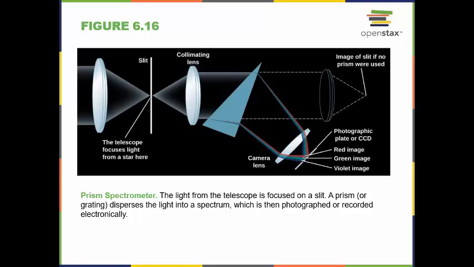We also use a prism spectrometer. So as the light from the telescopes passes through a slit, and then a prism or a grating disperses the light into spectra, and then it's photographed or recorded electronically.